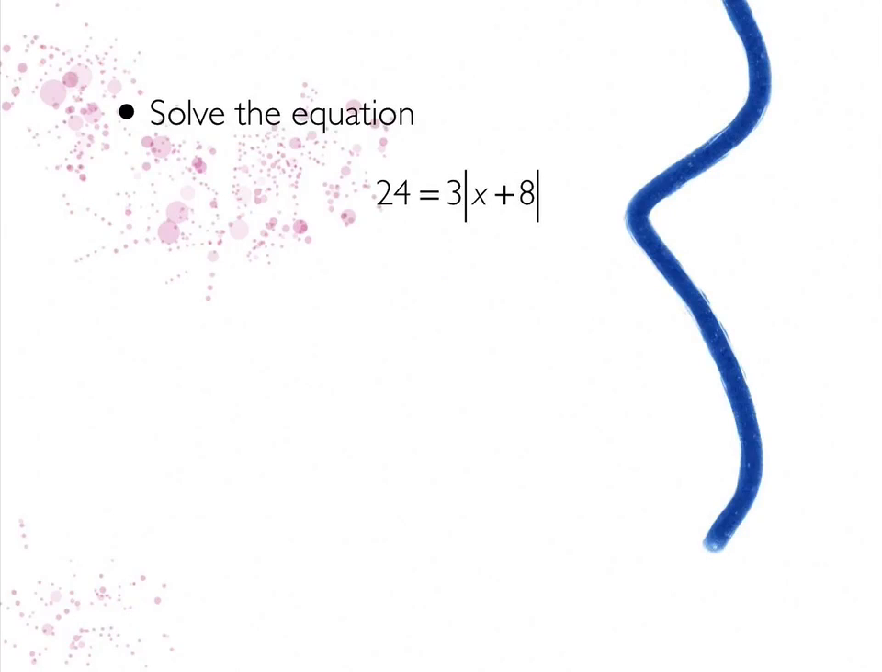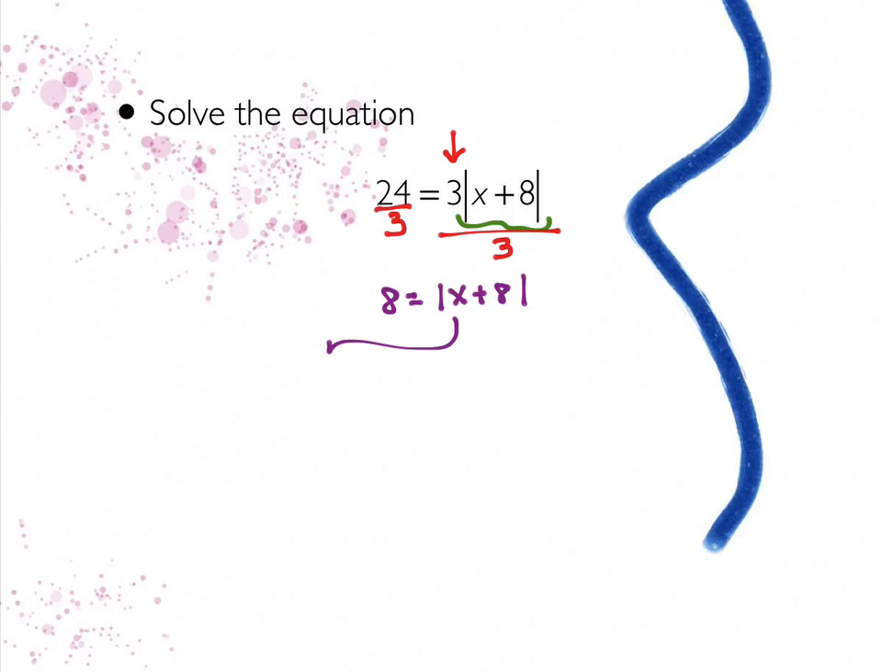Let's look at another one. This one will save time. We won't have to check the answer. So once again, we're trying to get the absolute value of a term all by itself. Since there's a variable inside, I'm going to take care of that. So this 3 has got to go. Since it's multiplied, 3 times the absolute value, we're going to use the inverse operation and divide. So I get 8 equals the absolute value of x plus 8.